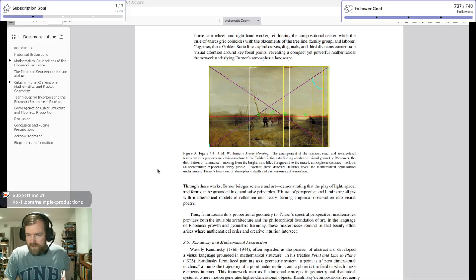Through these works, Turner bridges science and art, demonstrating that the play of light, space, and form can be grounded in quantitative principles.